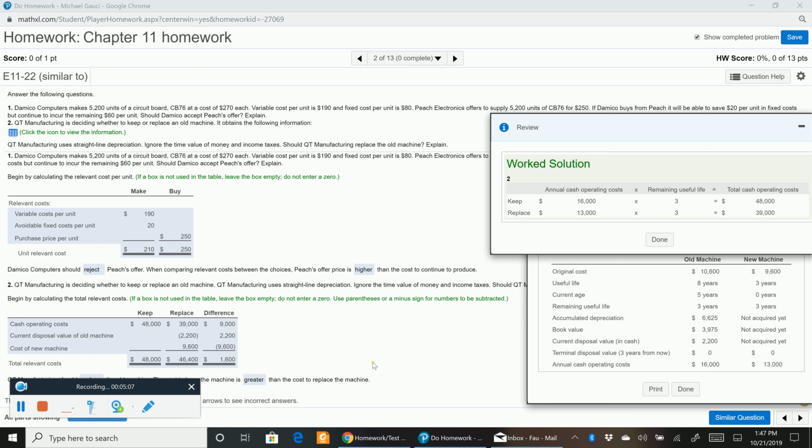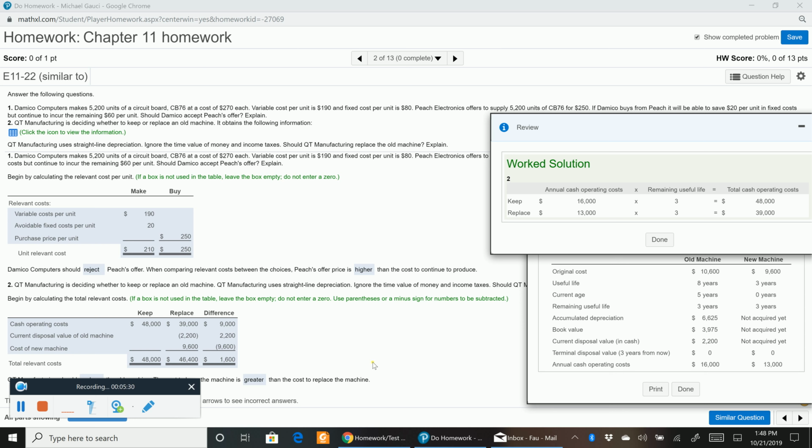In this next problem, we have two scenarios. And this is make or buy, or keep versus replace. Let's take a look at part one, where we are deciding whether we should make the part ourselves in our own manufacturing plant, or if we should take up somebody's offer and buy it outright. So number one, it seems like we have a company.